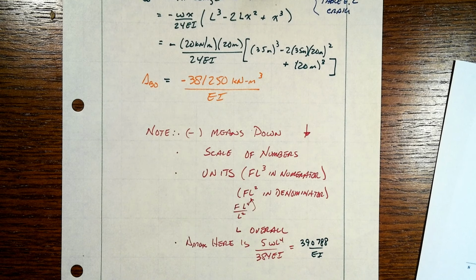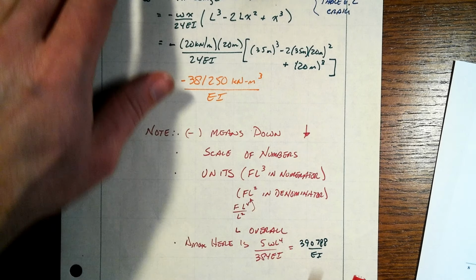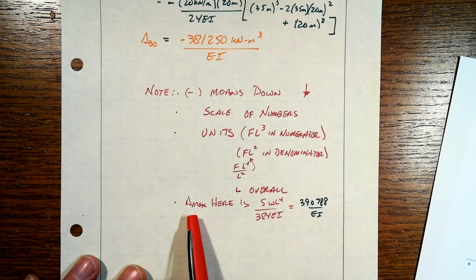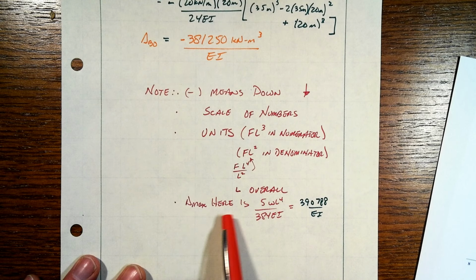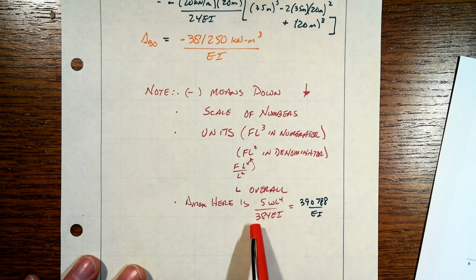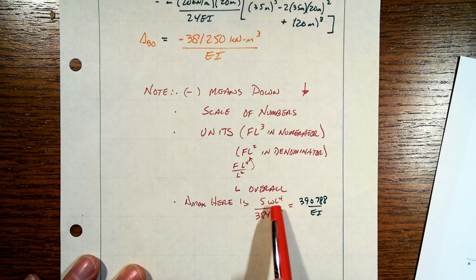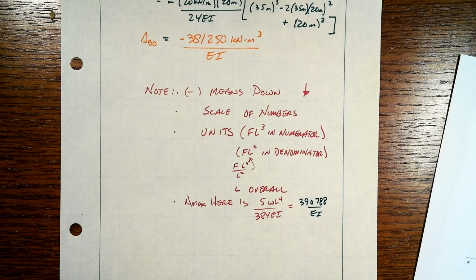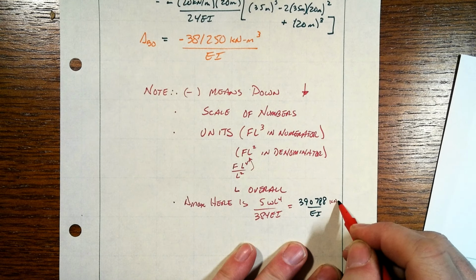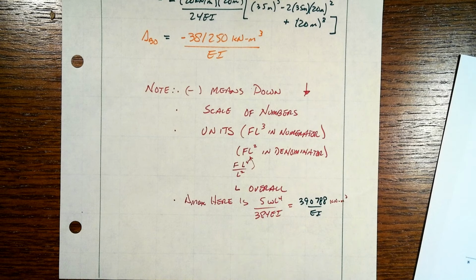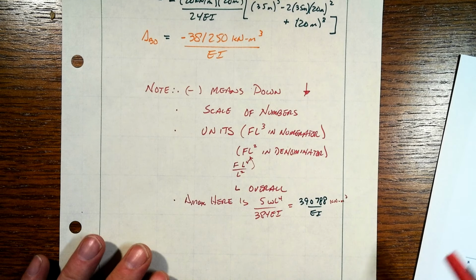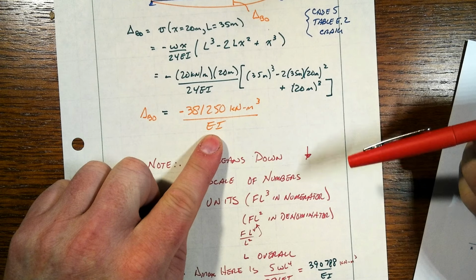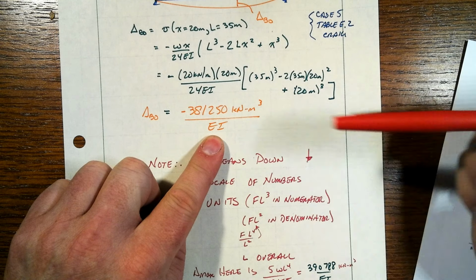Now, another little interesting thing here is that for a distributed load on a simply supported beam, one span, the delta max expression is 5WL to the fourth over 384 EI. If we put in our W and our L values, that would be 397.88 kilonewton meter cubed over EI. If we have done our work correctly up here, then of course that max value should be greater than what we ended up with. And it is.